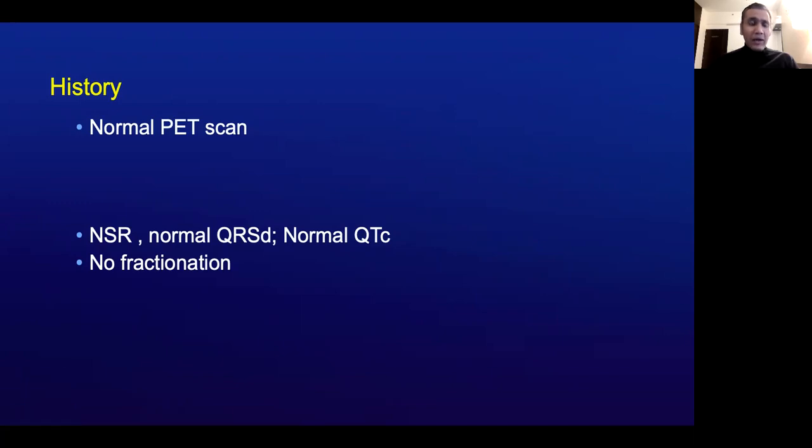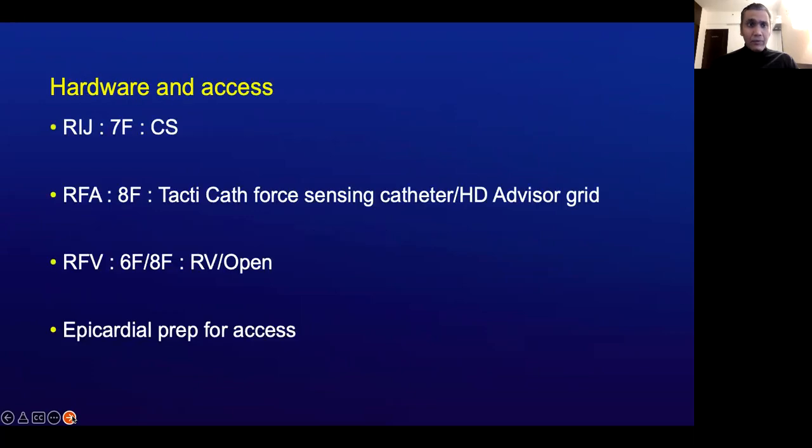At presentation right now, his ECG was a normal sinus rhythm with normal QRS duration, normal QTc, without any fractionation in any of the leads. The hardware that we plan to use for the process was mainly a decapolar catheter placed within the coronary sinus, the TactiCath force sensing catheter and HD grid placed retrograde via the aortic route into the left ventricle for purposes of mapping and ablation, the right ventricular catheter for purposes of stimulation. We also, in anticipation of epicardial access, prepped the epigastrium for the same.